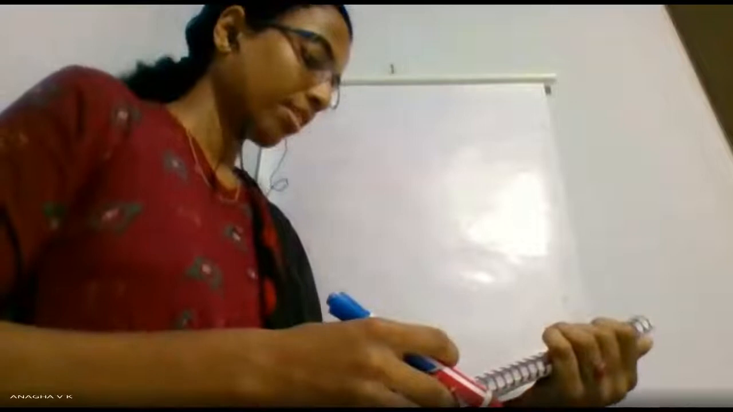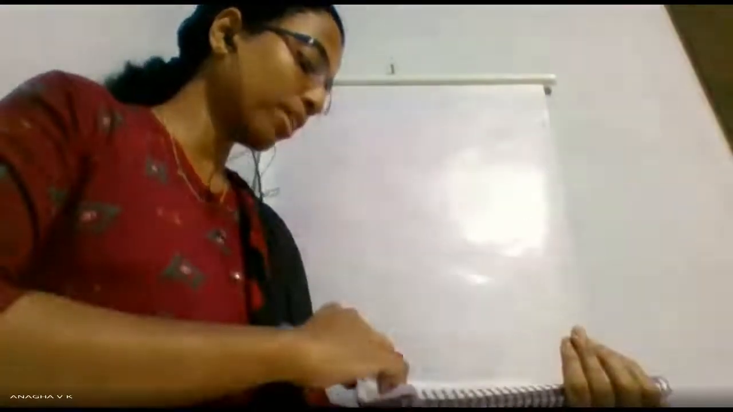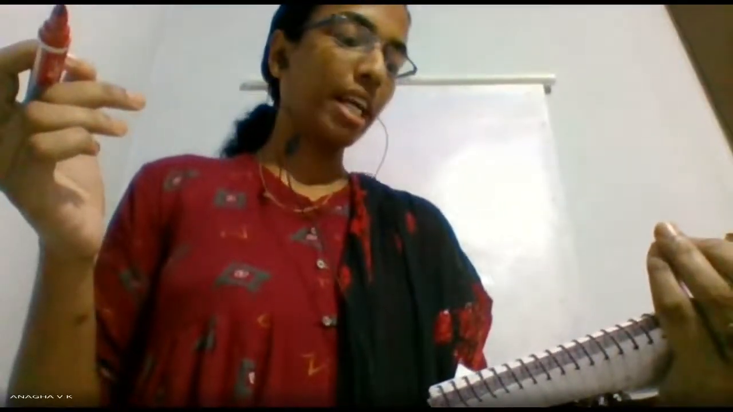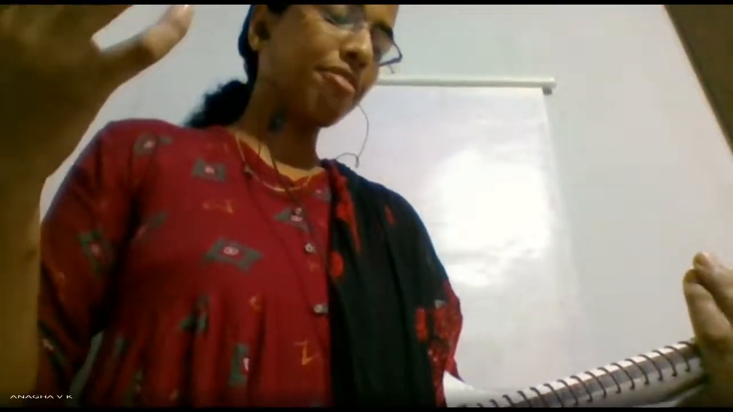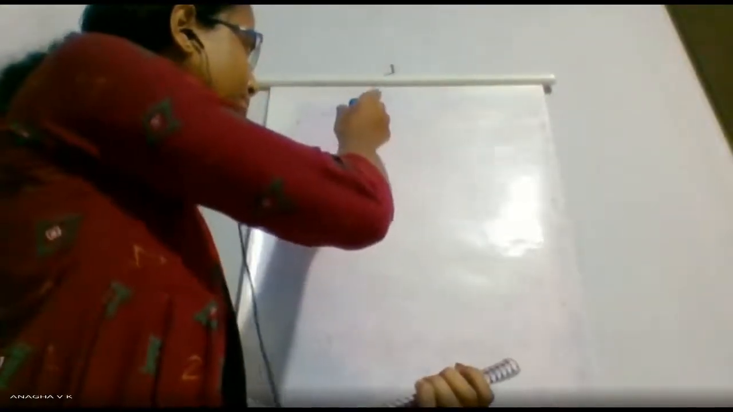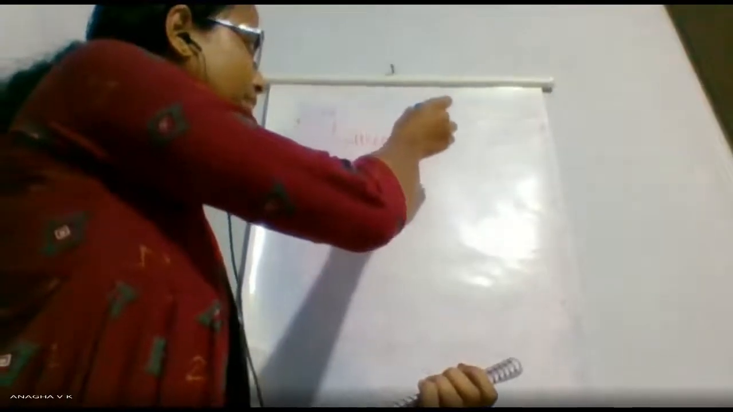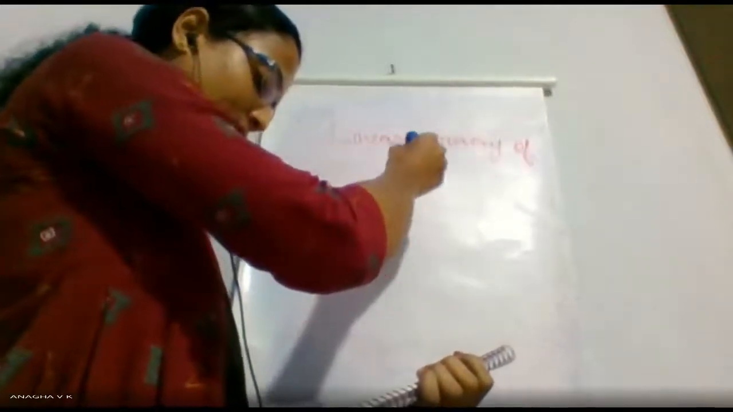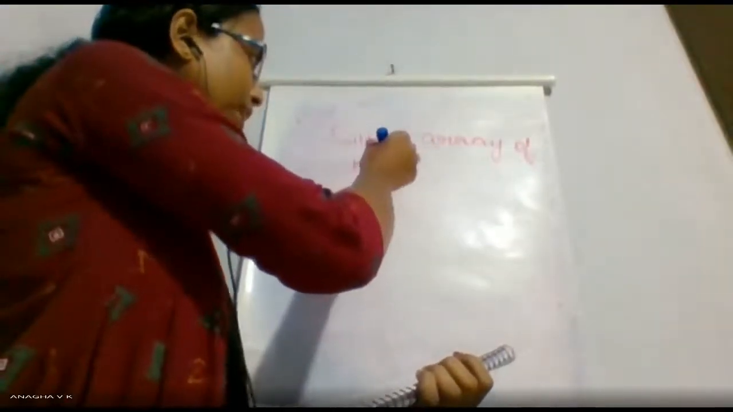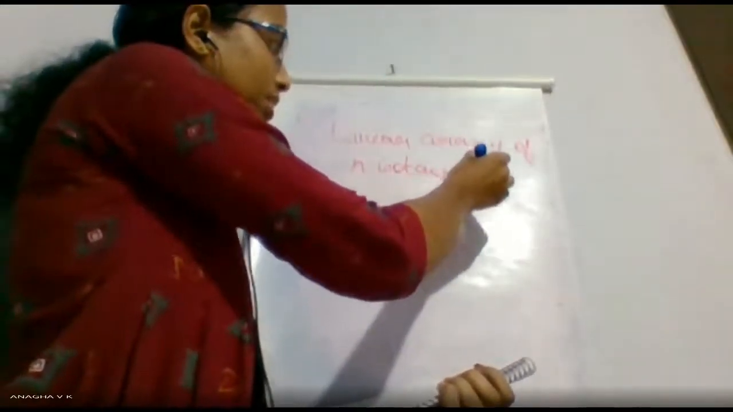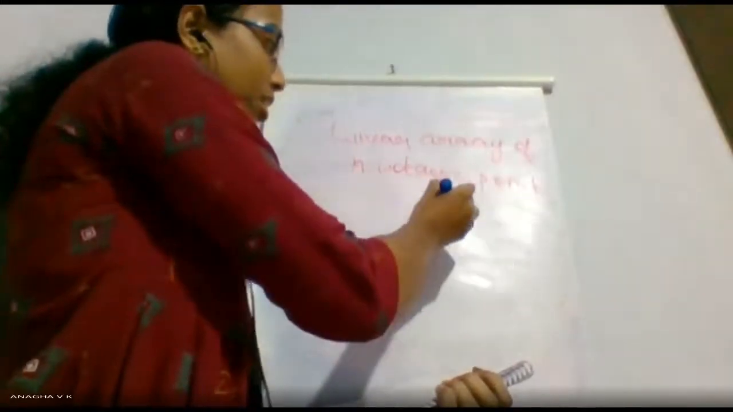So, yesterday we learned about linear arrays of two isotropic point sources, equal amplitude point sources, the N-fire array and all. So today we are going to discuss the linear array of N isotropic point sources.